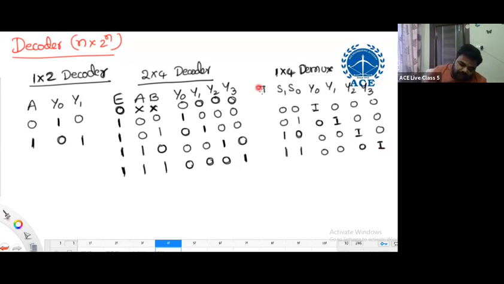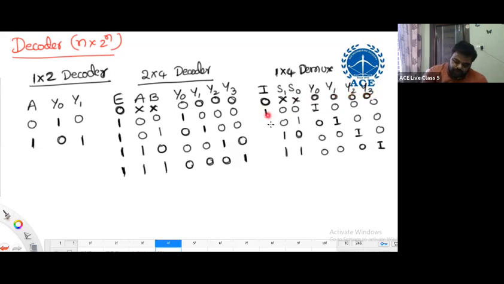If I consider specially that I itself is 0, what about the output? If you remember the output expressions: Y0 is S1 bar, S0 bar, I. Y1 is S1 bar, S0, I. Y2 is S1, S0 bar, I. Y3 is S1, S0, I. If I itself is 0, irrespective of select lines, all the outputs are zeros.